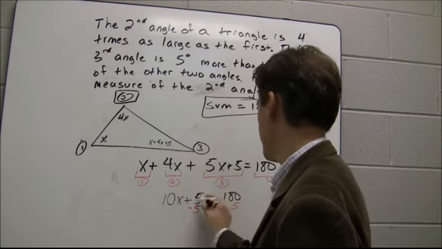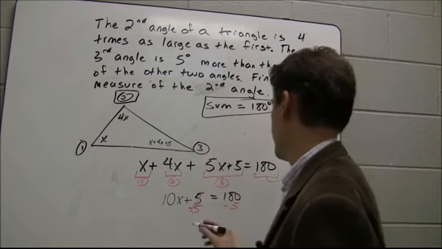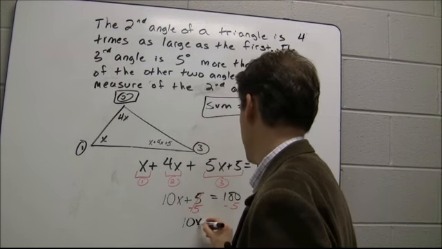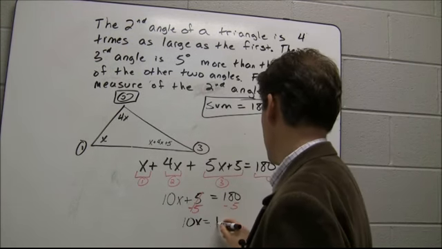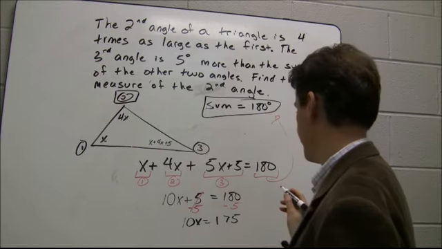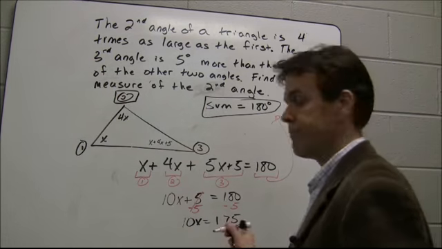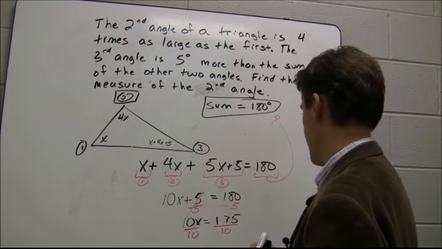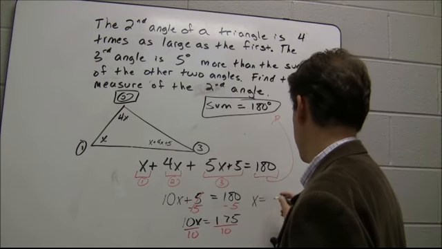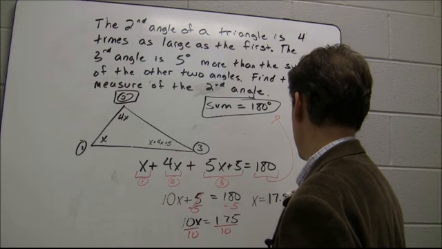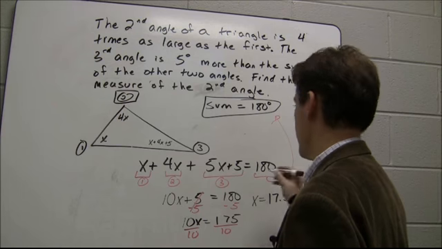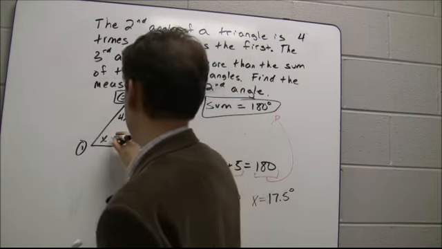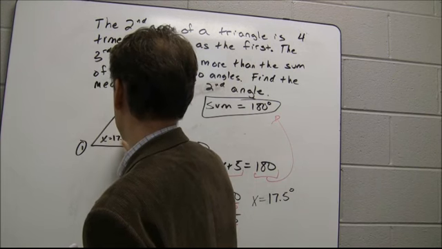Hopefully this is the easier part of the problem. So 10x equals 175. One more step. Divide by 10. So I'm going to get x is 17.5, and that's degrees. So our first angle is 17.5 degrees. We can label that if we want to.